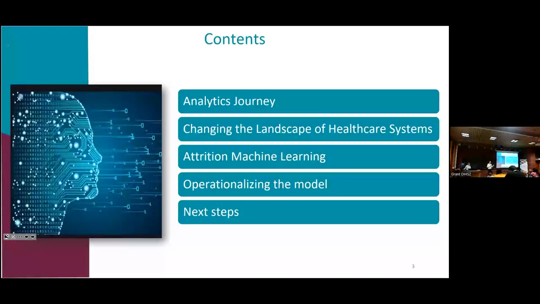Right, so that's just the intro. These are the things we're going to talk about. I'll make some introductory comments and get into a little bit of architecture, and then I'll hand over to Anne-Marie and she'll get into an actual machine learning example.